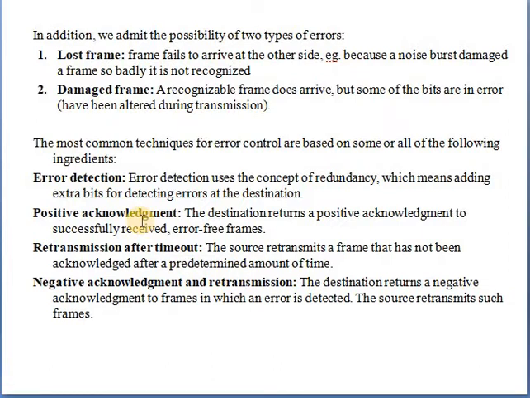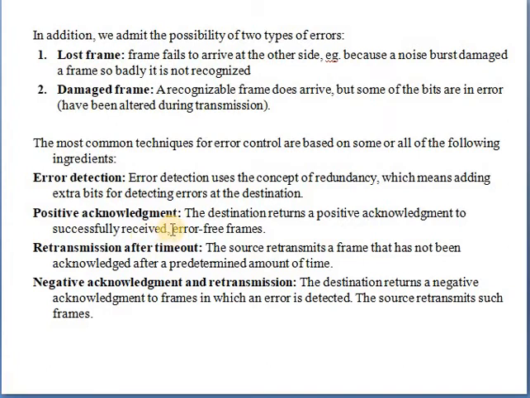What does error detection mean? Error detection uses the concept of redundancy. It means adding a repetition of bits, or extra bits, which is called redundancy, for detecting errors at the destination side. Positive acknowledgement means the destination returns a positive acknowledgement for successfully received, error-free frames.